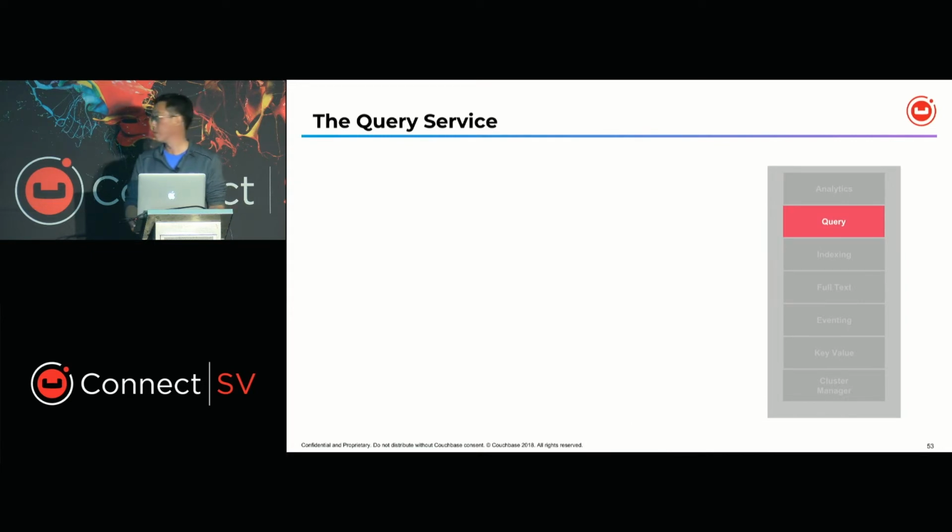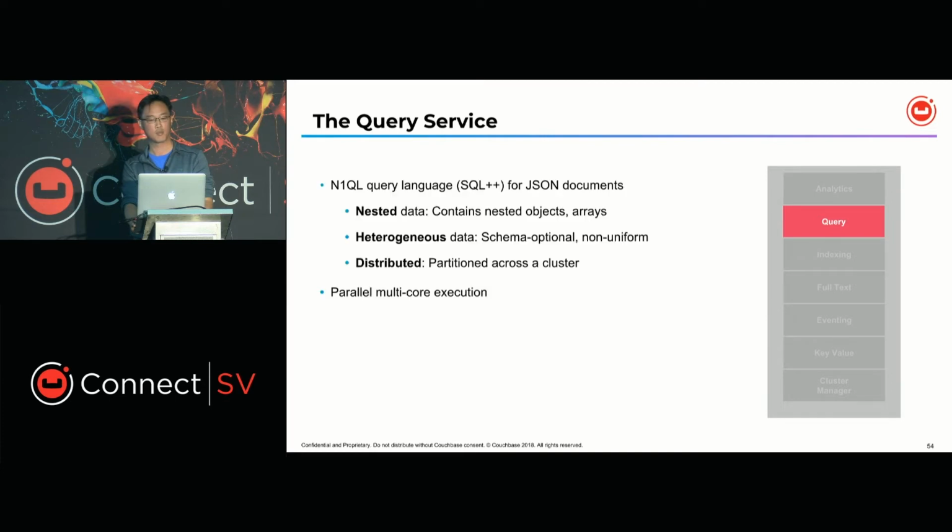Let's keep on going. The next thing is this red box for the query engine. The query engine is basically the N1QL engine for the OLTP side of things. It allows you to do nested queries against heterogeneous data, and it lets you access all the distributed data that's partitioned across a cluster. It's optimized for multi-core execution underneath the hood.